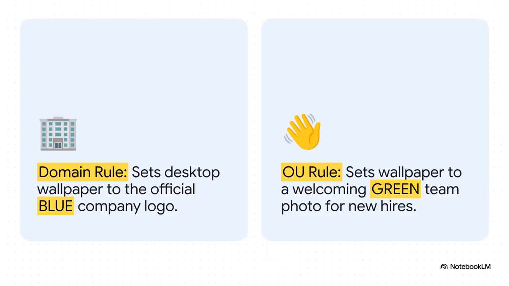Let's take a classic example here. The main company rule, that's at the domain level, says every single computer has to have the official blue company logo as its wallpaper, okay? But the Human Resources Department has their own rule down at the OU level that sets the wallpaper to a nice, welcoming green team photo for all their new hires. So, who wins, blue or green?